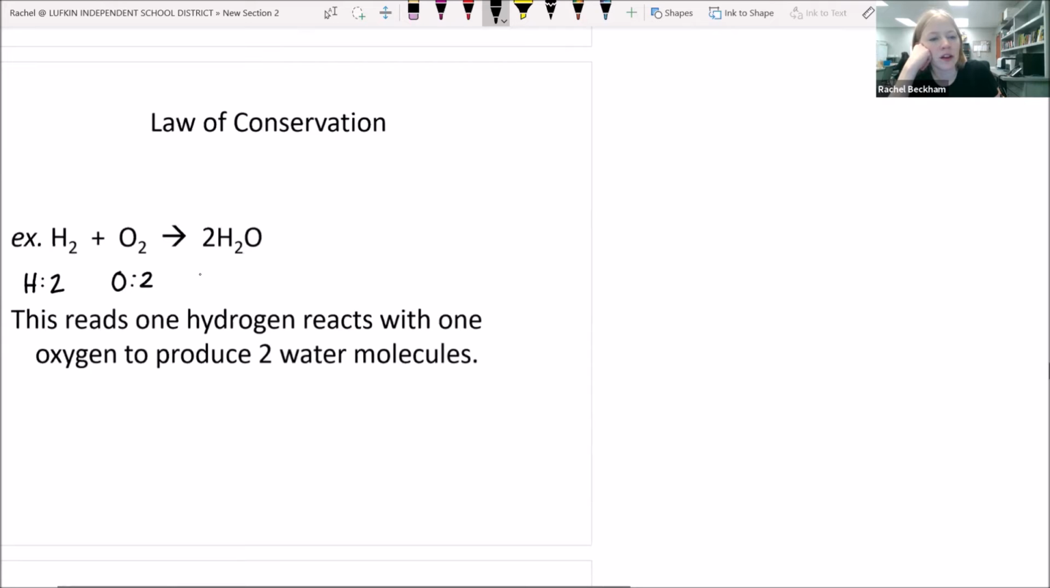And then on this side here, we've got H, and 2 times 2 makes 4. So this big 2, which is a coefficient, multiplying times this little 2 makes a 4. And then O is 2 times 1, we've got 2. And so this reaction actually is not correct the way that it's written, because you can't create or destroy matter. So you can't start off with 2 H's and somehow come up with 4 at the end. So what we have to do is balance this reaction to make it work.